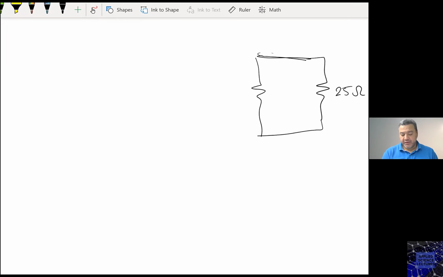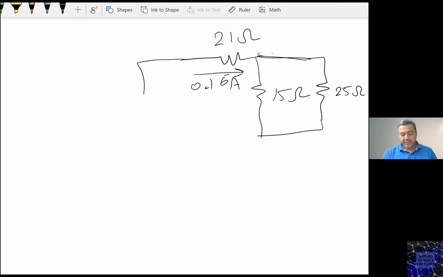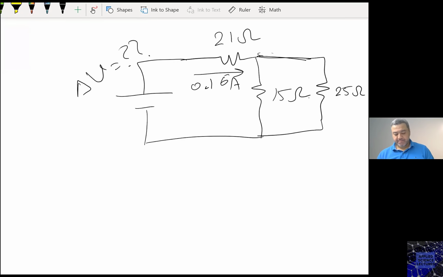I have 15 ohm. And this is my 21 ohm. And here the current going through this is 0.16 ampere. And then my battery that I don't know the potential difference. This is what I want to calculate. So in this case, let's see what we can do.